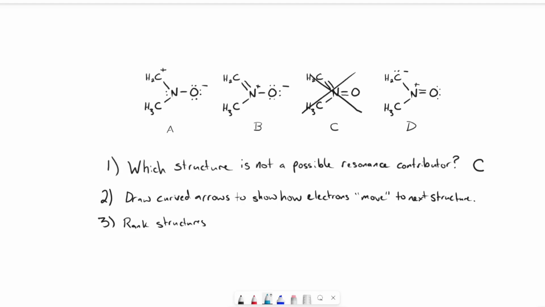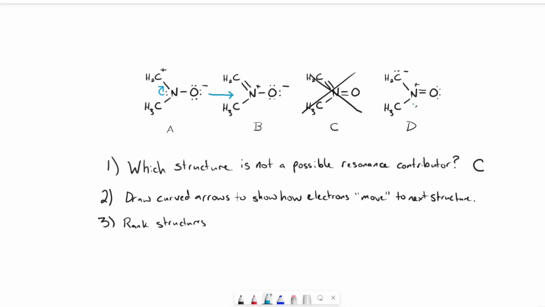Next, we're going to draw curved arrows to show how the electrons move to the next structure. Now, if I'm comparing A and B, I need to see what's different. For this one, the nitrogen has a lone pair. For this one, it has a double bond. Now, this positive is here, and then it's up here for this one. That means that for this one, there must be an arrow going from nitrogen up to carbon, because we know that on the back end of an arrow is where it's going to become more positive, and at the pointy part of the arrow is where it's going to become more negative. So we're going to take this lone pair and point it onto the single bond to create this double bond.